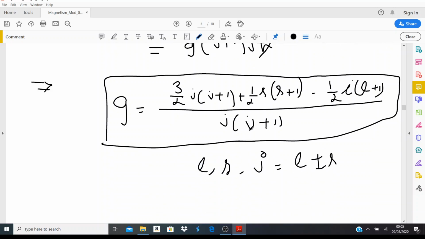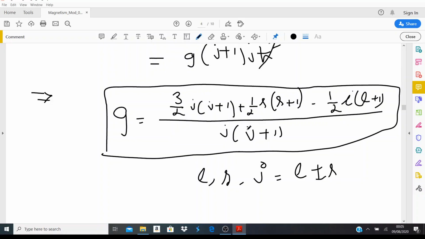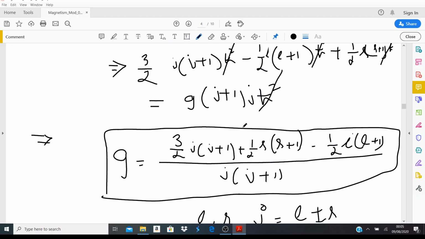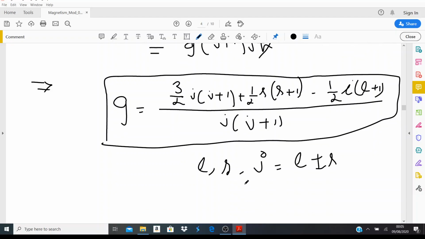So I hope I have gone through this derivation quite slowly. So have a look at this derivation and then try to understand the different steps. And for this lecture, I think that's about it. And thanks for listening.